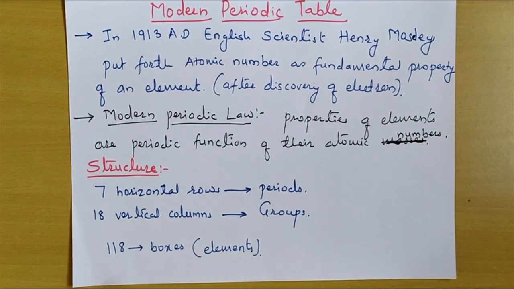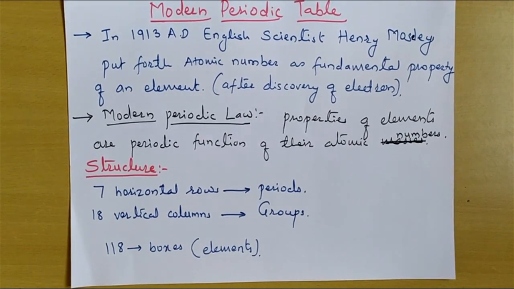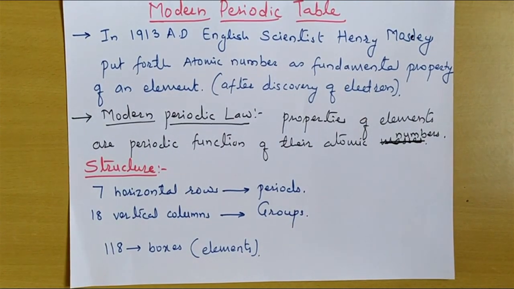Now what is the difference between atomic mass number and atomic number? Atomic mass number is the addition of protons and neutrons present in the nucleus, while atomic number is the number of electrons or the number of protons present in an atom.